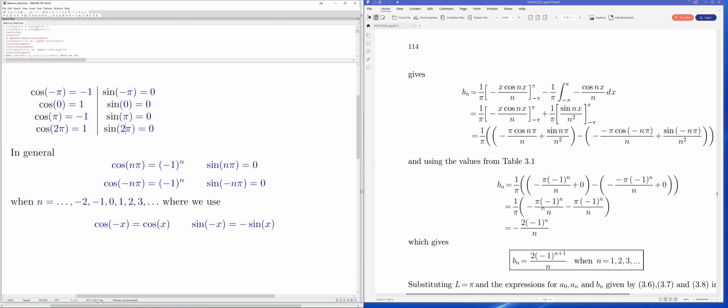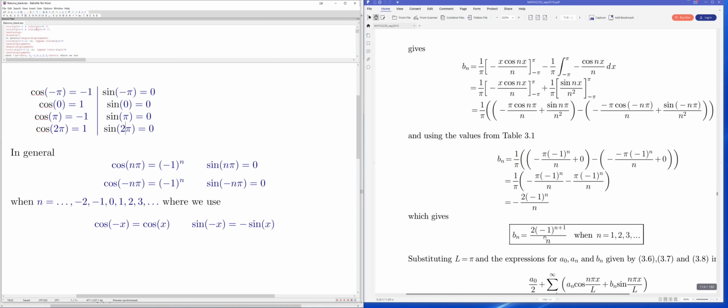So I have two quantities here of the same sign, so I'm just going to have twice that quantity. So that's where this 2 comes from. And this pi on the outside in the denominator is going to cancel with the pi on top here, and the pi on top here. So the bn would work out to be minus 2 times minus 1 to the power n divided by n. So this is my bn.